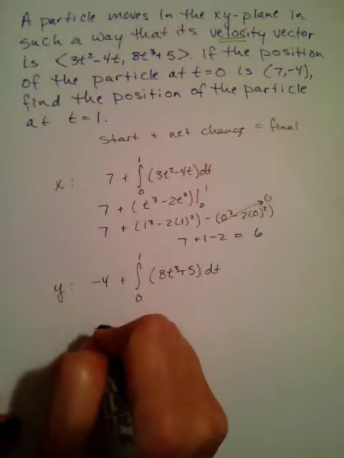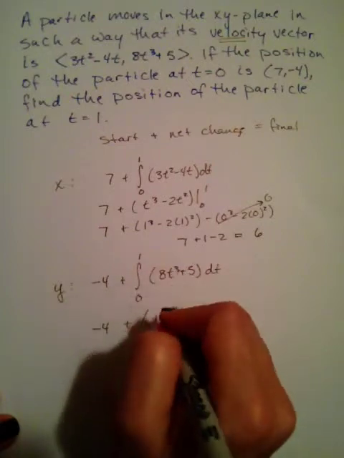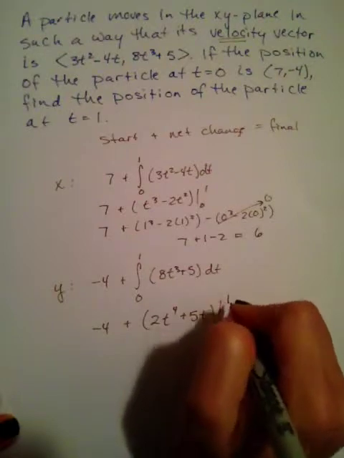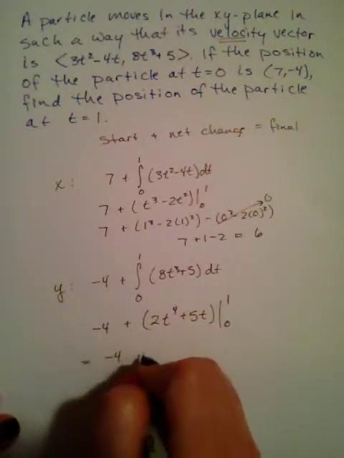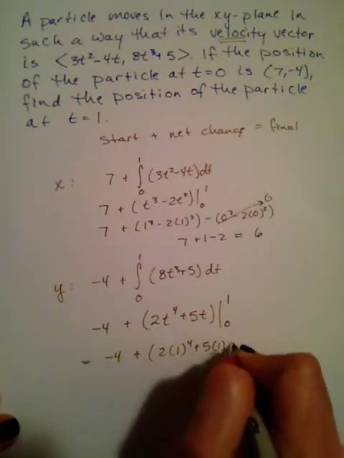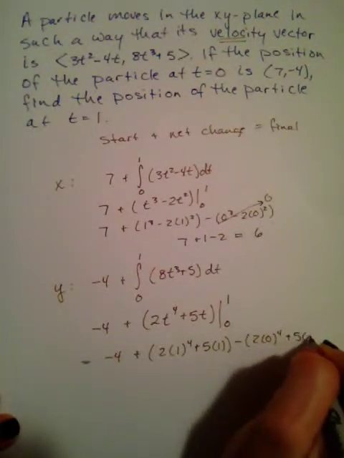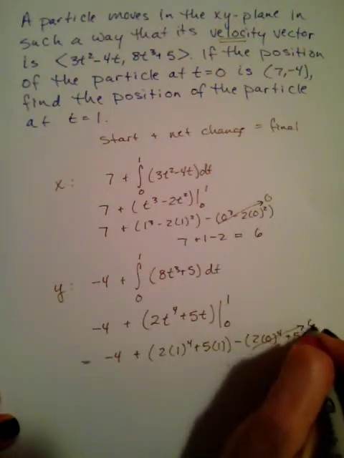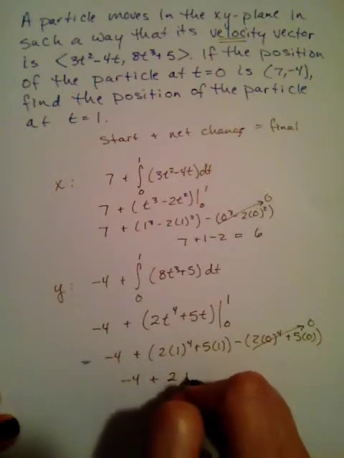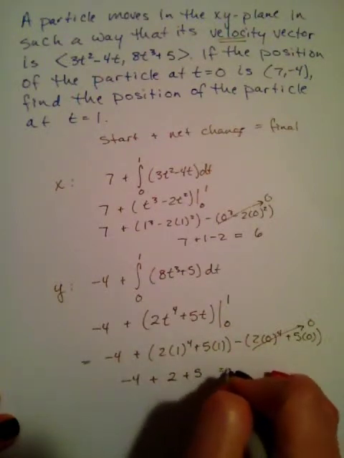Over here we have negative 4 plus the antiderivative of this, so we'll raise the power t to the 4th, divide by 4, we have 2t to the 4th plus 5t. We're also looking at that from 0 to 1. So this will equal negative 4 plus 2 times 1 to the 4th plus 5 times 1 minus 2 times 0 to the 4th plus 5 times 0. This goes to 0. We have negative 4 plus 1 to the 4th is 1, so 2 plus 5. Negative 4 plus 2 is negative 2 plus 5 equals 3.